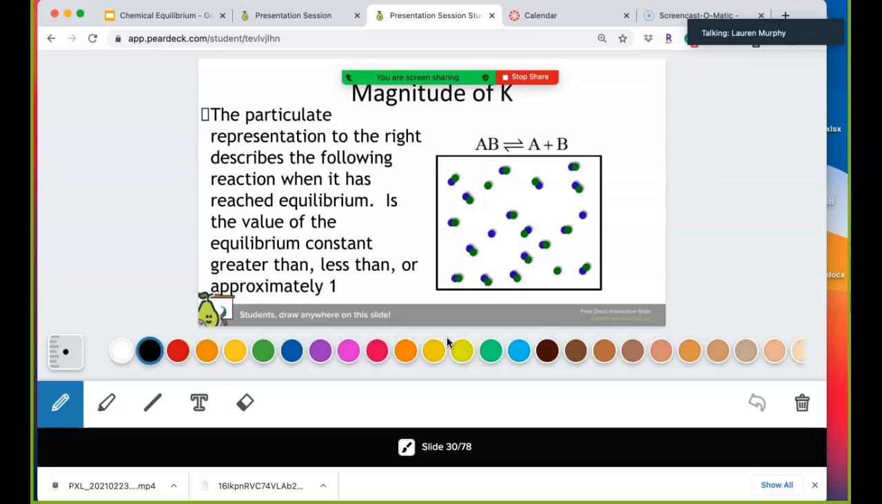So these are obviously AB molecules. 1, 2, 3, 4, 5, 6, 7, 8, 9, 10, 11, 12, 13, 14, 15, 16, 17. There are 17 AB molecules at equilibrium. And technically, I don't know if green or blue is A or B, because there's no way to know unless they tell you. So I'm going to just call the green A. So there's 2 of these guys. And then we'll say the blue is B because I'm just guessing.